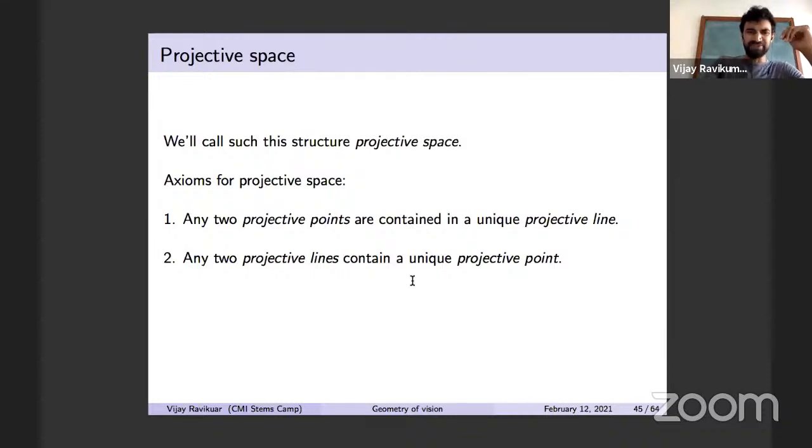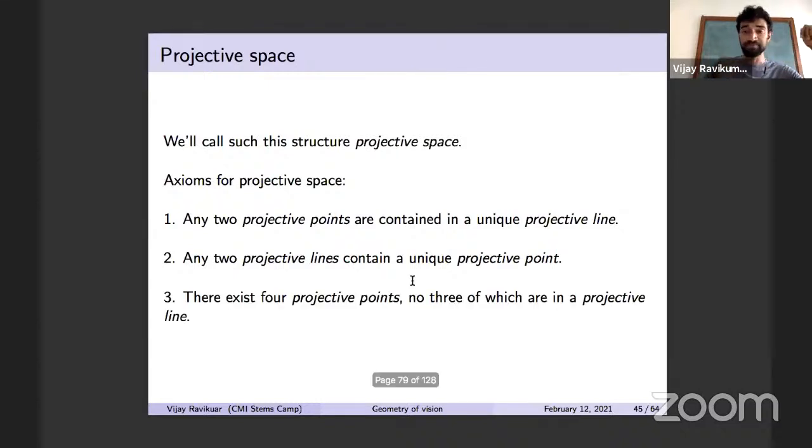The first one is anyway true of Euclidean space. Any 2 points always determine a line. But the second axiom is where we depart from Euclidean geometry a little, because in Euclidean geometry, any 2 lines either intersect or are parallel. Whereas now, any 2 lines contain a unique point, intersect in a unique point.